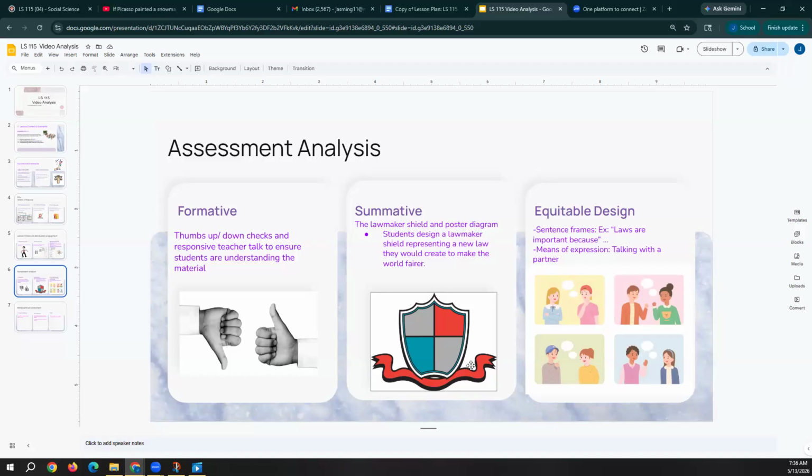And then we have design that supports equitable expression, because students who struggle with writing can demonstrate their knowledge through diagrams or oral explanations, again through the thumbs up or thumbs down check-ins, as well as the check-ins. For example, we have sentence frames. We can give them examples like "laws are important because," and then they can finish the sentence.